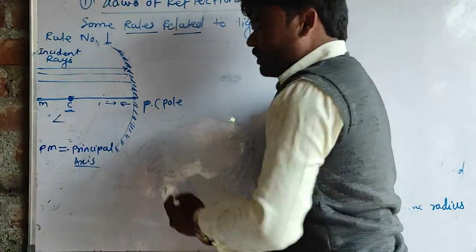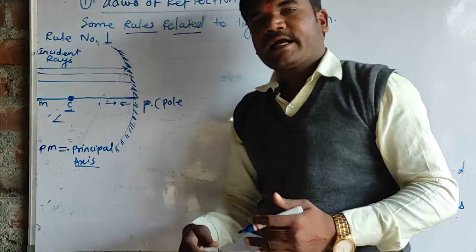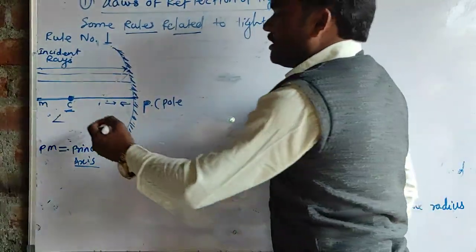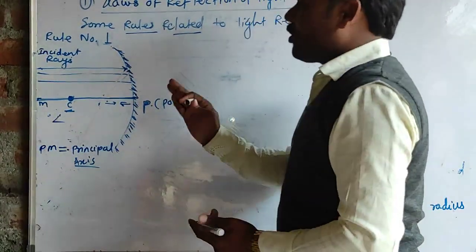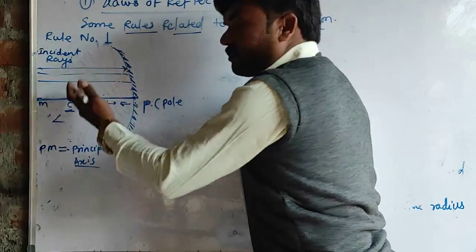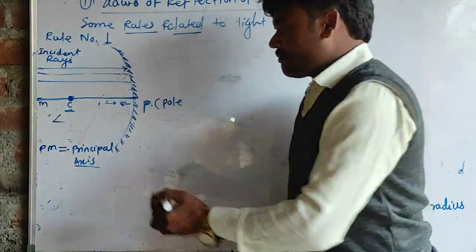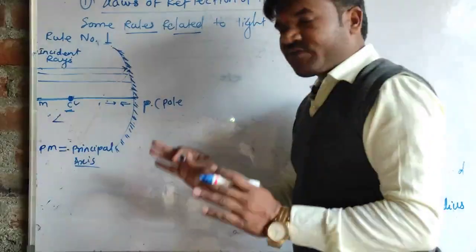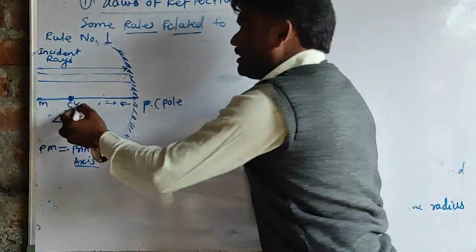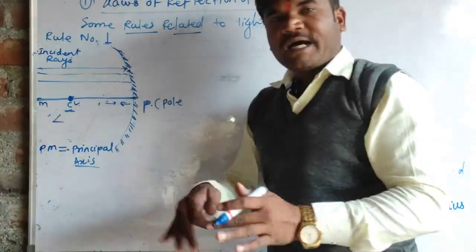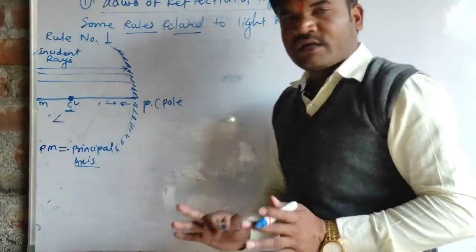You know what the center of curvature means? You can pause the video, listen to it, repeat it again and again, and learn this by heart. See here, center of curvature means the center of the sphere, which is the part of the mirror. The center of the sphere, of which the mirror is a part, is called the center of curvature.